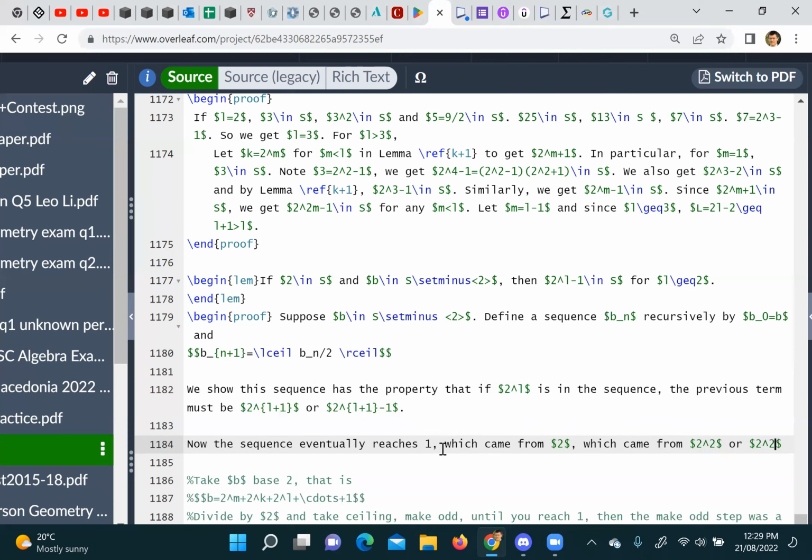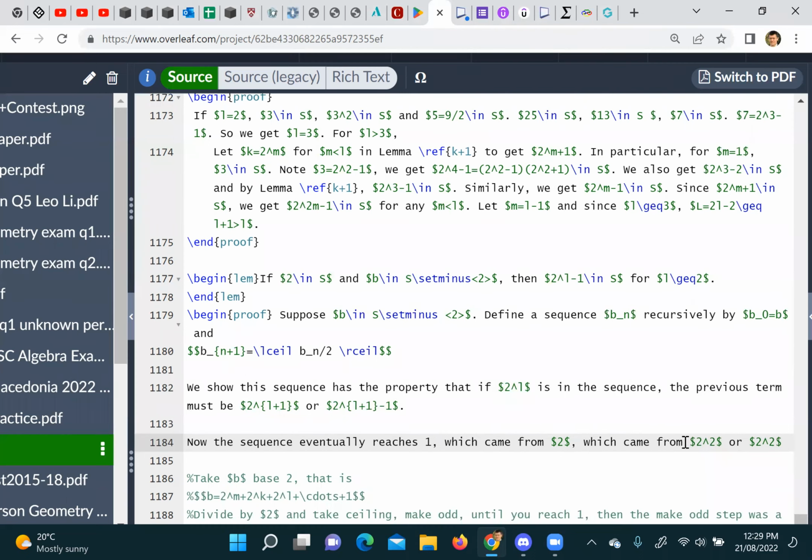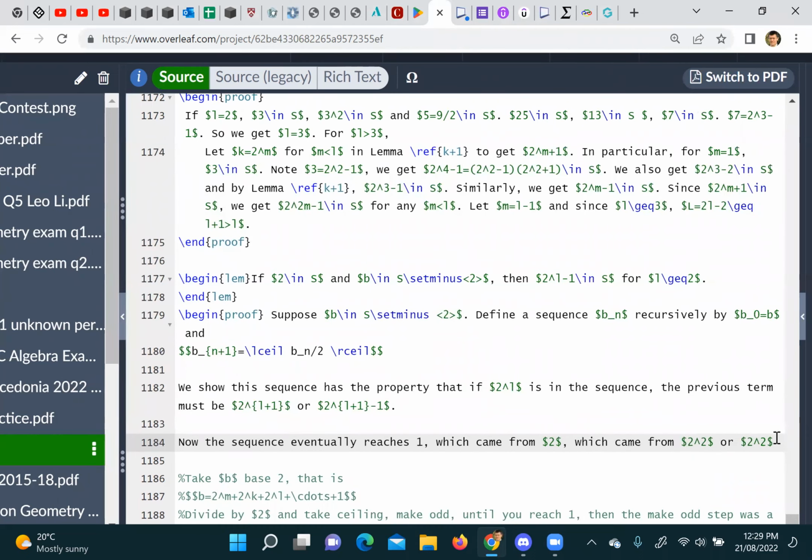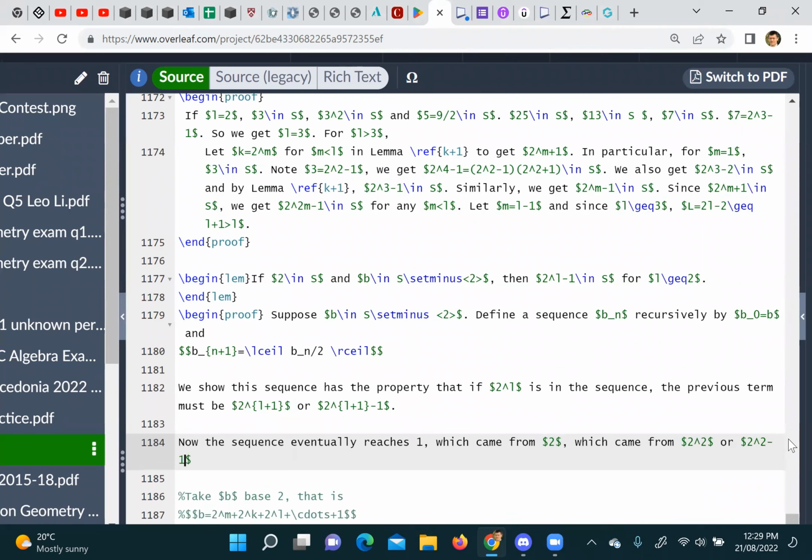Like eventually you have to reach one less than a power of 2. Eventually you'll have to take the part that isn't the power of 2 because it reaches 1.